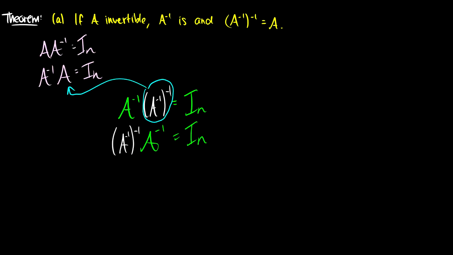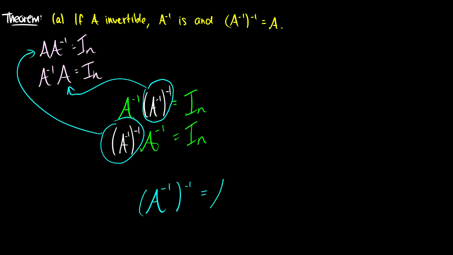All inverses are unique. And similarly, this bottom one here, which I just deleted, should be this A here. So because inverses are unique, and we already know that A is an inverse of A inverse, that means that the inverse of A inverse must be A. So A inverse inverse is equal to A. So that's the first part.